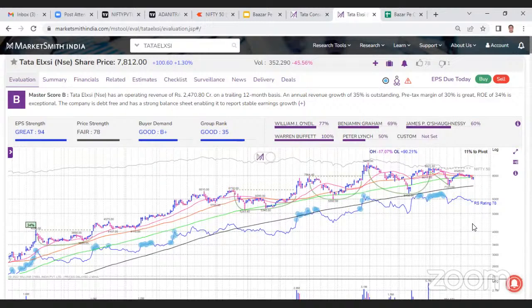I would advise our subscribers and viewers to be cautious in this particular stock, because with sustainable trading below 7,800, one can see a very sharp fall in this particular stock.